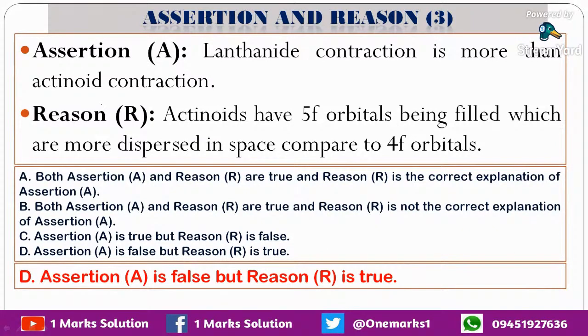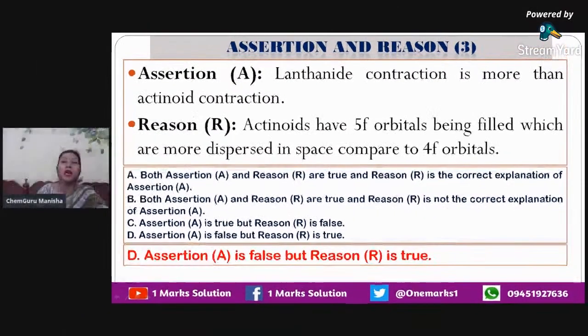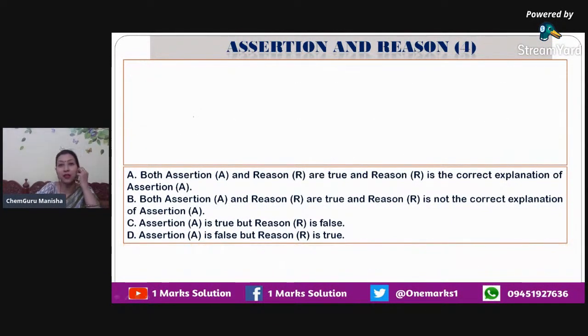Reason is actinoids have 5f orbitals being filled, which are more dispersed in space compared to 4f orbitals. So that is correct. वो मैंने अभी आपको explain किया है. तो उसकी वजह से because actinoids are more dispersed, the contraction also has to be more for actinoids in comparison to lanthanoids. So assertion here is false, but reason here is true.